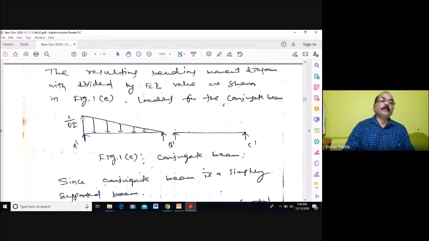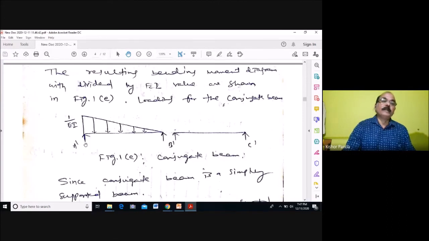So after plotting this bending moment, the bending moment by EI diagram is the loading for the conjugate beam, so M by EI. Bending moment is 1, so 1 by EI is the loading for the conjugate beam. For AB and for BC there is no bending moment, so here the loading is 0. So this is the conjugate beam.